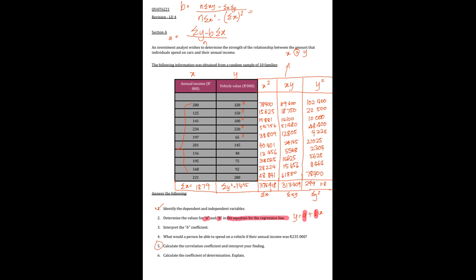So here it's N, which is, they said to you that this was a random sample of 10 families, meaning you have 10 values altogether. So N will be 10. So I'm going to write down here 10 times, and then it's times the sum of xy. Again, remember there's no sign, so it's a given that it's multiplication. So that's 10 multiplied by the sum of xy, which is 313409.